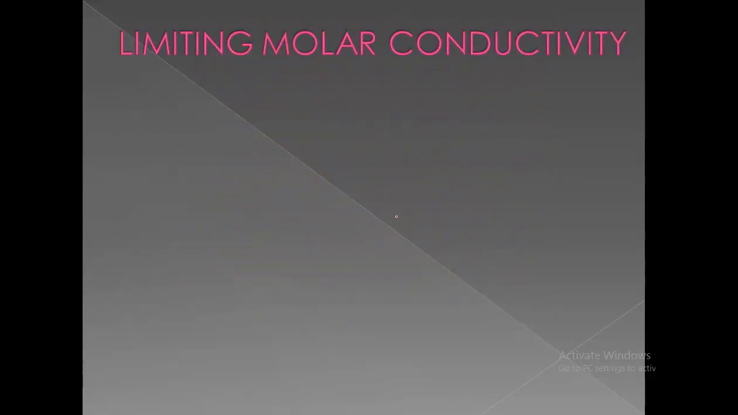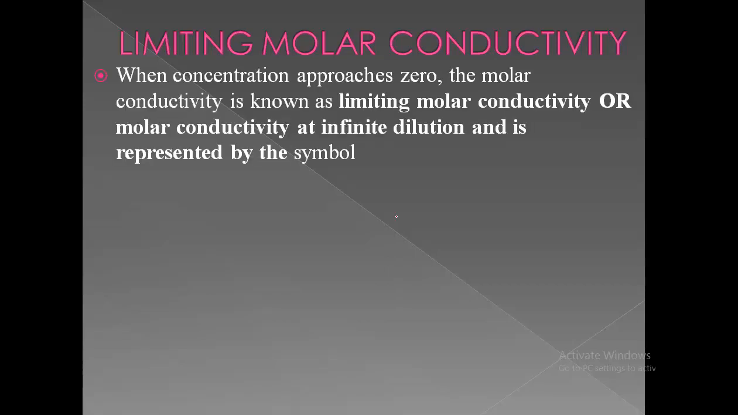Now, before going to the explanation of conductivity for strong electrolytes, first we should know limiting molar conductivity. So what does limiting molar conductivity mean? When concentration approaches zero, the molar conductivity is known as limiting molar conductivity, or molar conductivity at infinite dilution. Suppose we go on diluting, the molar conductivity goes on increasing. Upon dilution the concentration keeps decreasing and approaches zero. At that point the molar conductivity is known as limiting molar conductivity, or molar conductivity at infinite dilution, and it is represented by the symbol lambda m naught.